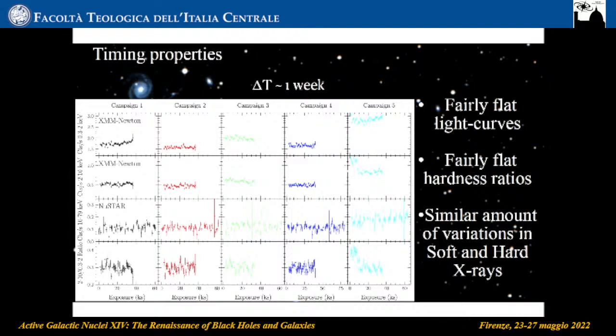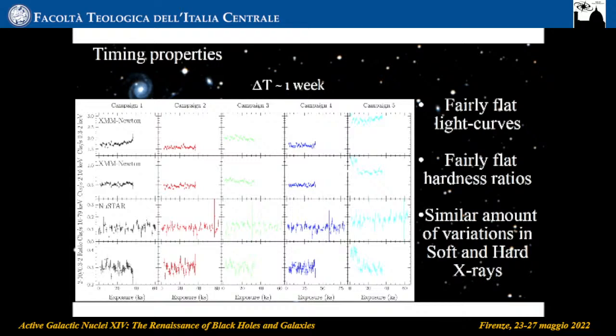And to do that, we started by determining the timing properties of this AGN. And as you can see, everything is flat. We don't have variability in the hardness ratios, the last row. We don't have variability in the soft X-rays. We don't have variability in the hard X-rays. There is no intra-observation variability, and there is super small variability among the observations.